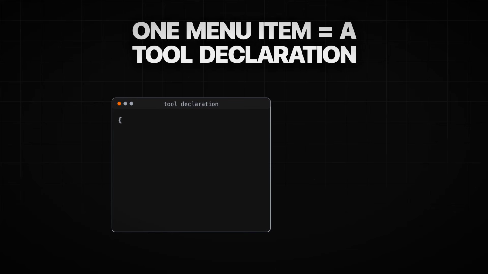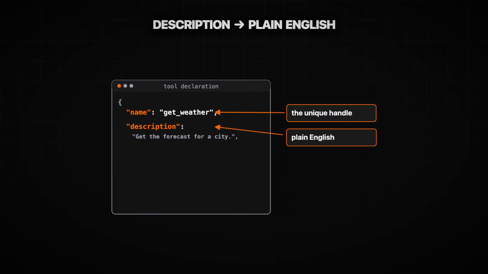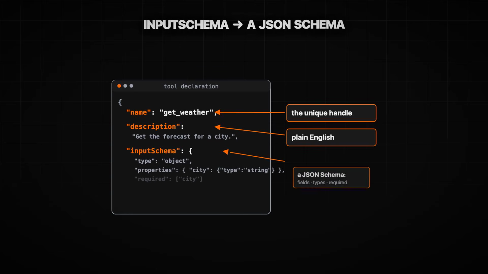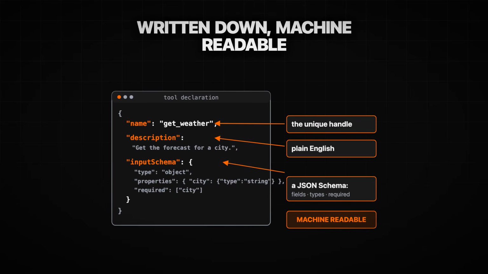So, what's actually in one menu item? Three fields that matter. A name, the unique handle, like get_weather. A description, plain English, what it does. And an input schema, a JSON schema spelling out the arguments it expects. That's a tool declaration. Name, description, schema. The server is literally writing down, in machine-readable form, here's a thing you can call, and here's how.